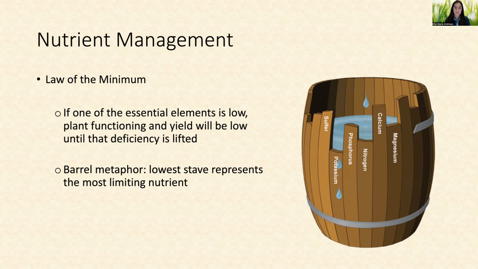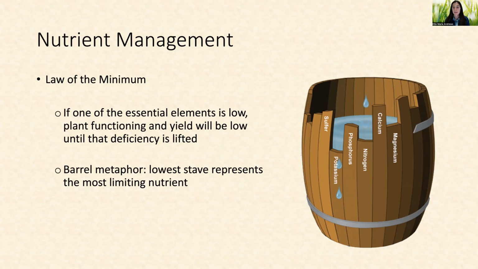The idea here is that the lowest stave represents the most limiting nutrient. In this barrel, we have potassium as the lowest one. So it's really limiting the amount of water that can go into this barrel, or in other words, it's limiting the amount of yield or the amount of fruit that you can get off of your fruit tree. It doesn't matter at this point if you added more nitrogen or more sulfur. It's really not going to affect yield at all or plant health. What the plant really needs in this case is potassium, and then that will lift the limit of this barrel in terms of yield capacity, but also just plant health and functioning.